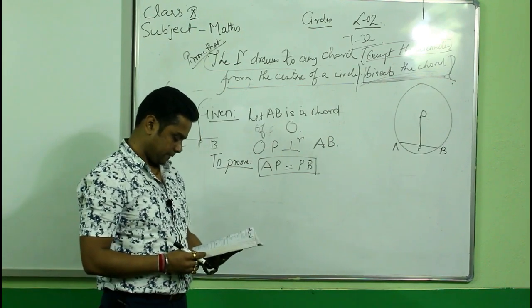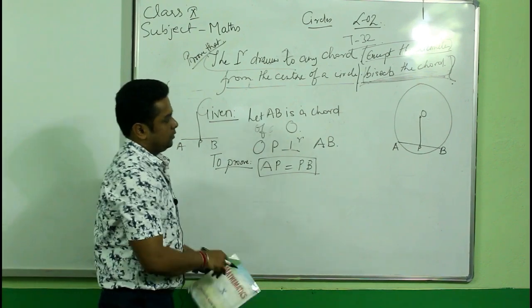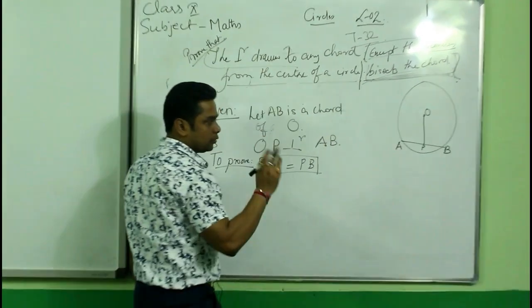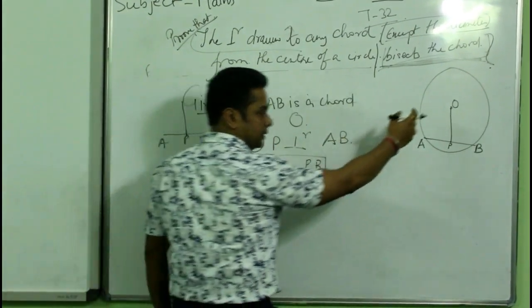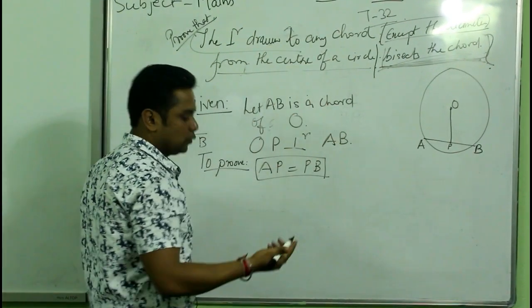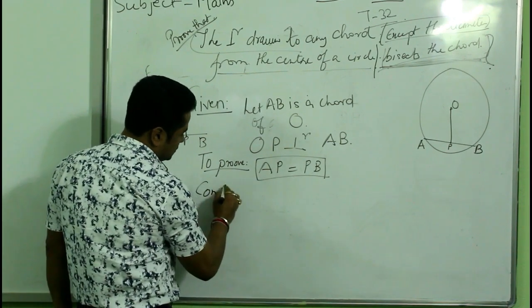Ready? Okay. So, we have to prove AP is equal to PB. Why? Because they have said that a perpendicular bisects a chord. Okay. Now, how to prove it? Now, in a theorem, the next part is called construction.